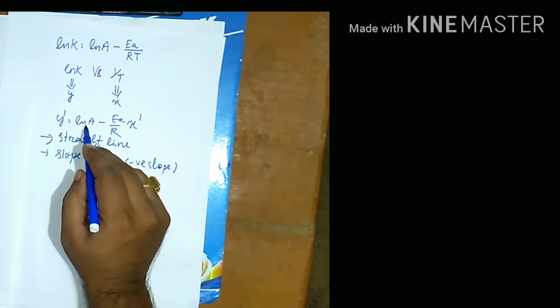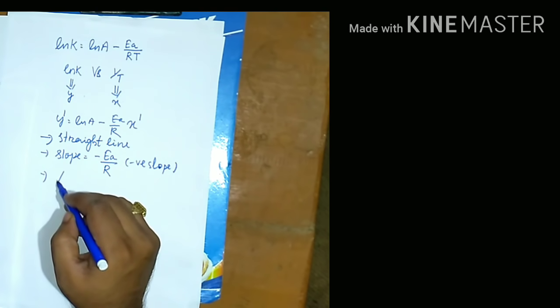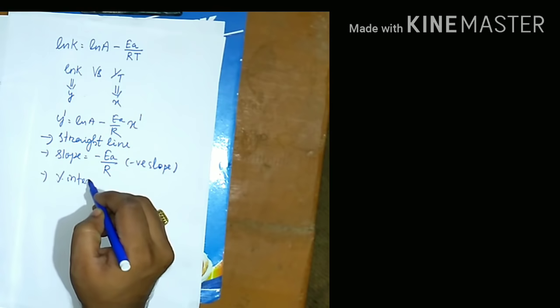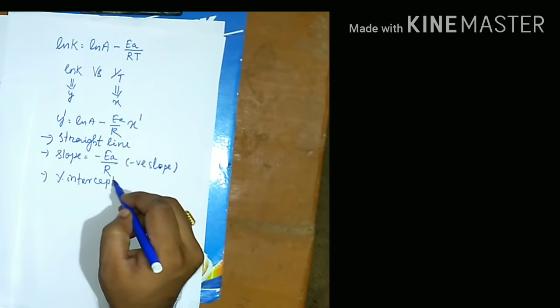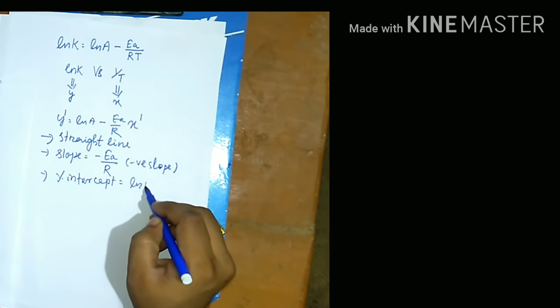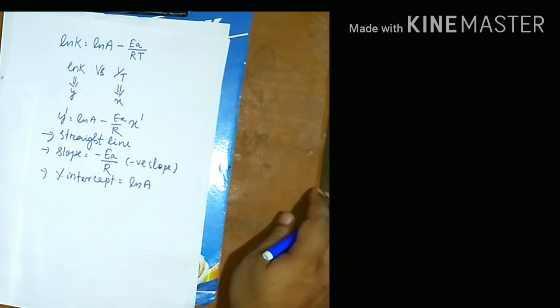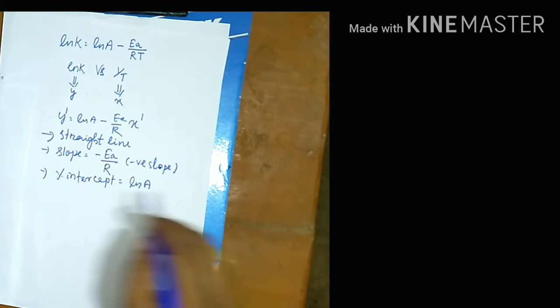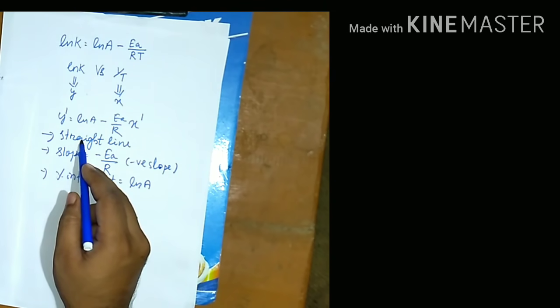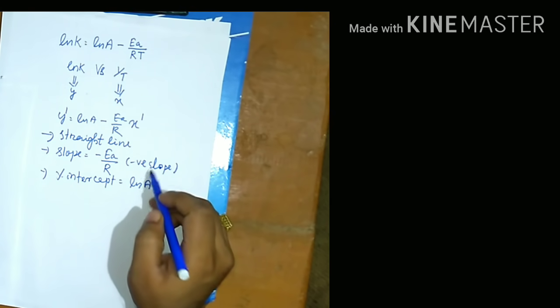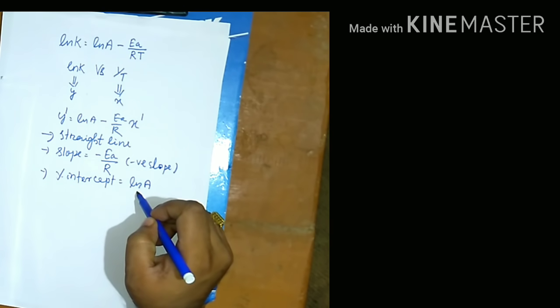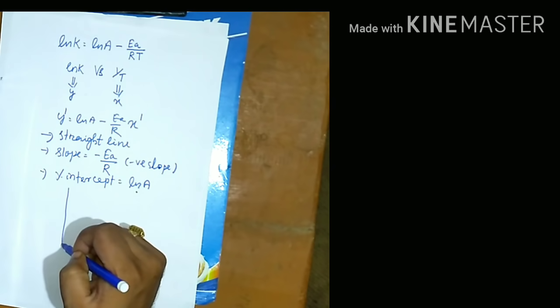Now can you say what this is? This is the y-intercept, and the y-intercept here is ln A, which is positive. So what will be the nature of the curve? It will be a straight line with negative slope and positive y-intercept. How will the graph be?